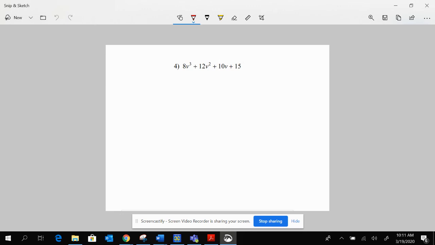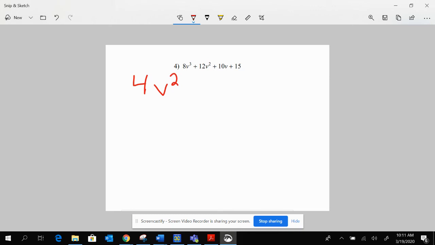is we're going to take the GCF for the first 2 terms, 8 and 12. Yes, 2 goes into both of them, but what's something bigger? Something bigger would be 4. All right, so we've got a 4. Then how many V's do I have? I have 3 V's on the first term, and I have 2 V's on the second term. So I can bring out V squared.